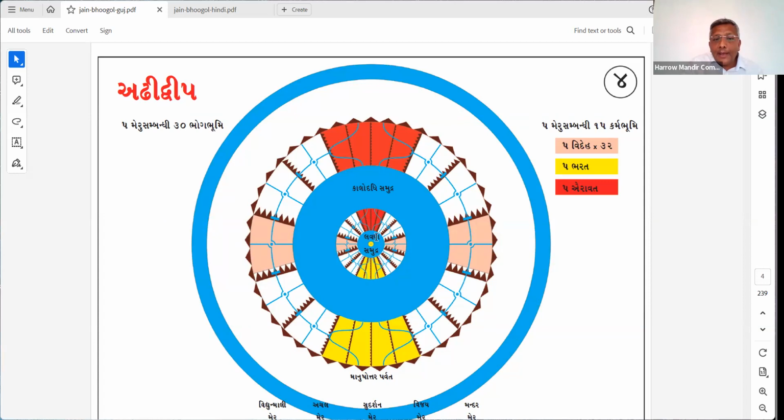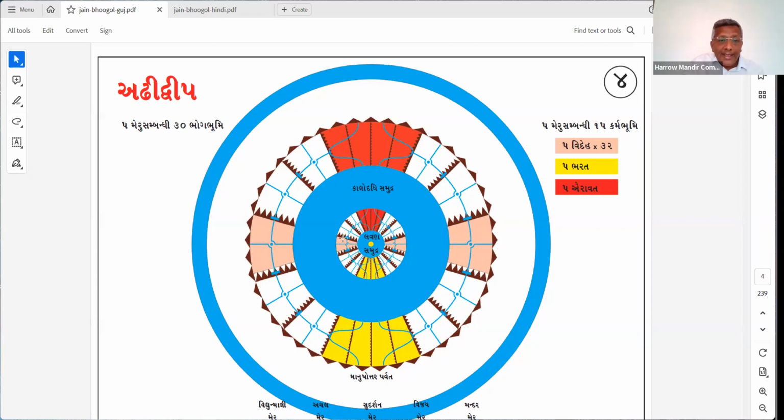This yellow dot in the middle is the island of Jambudweep. Surrounding the island of Jambudweep, you'll see this blue circle. What do the blue circles represent? Aaron? The sea, the oceans. Yeah, the oceans, Samudra. So we start off with an island at the center, surrounded by an ocean. The first ocean is called the Lavan Samudra. Lavan means salt.